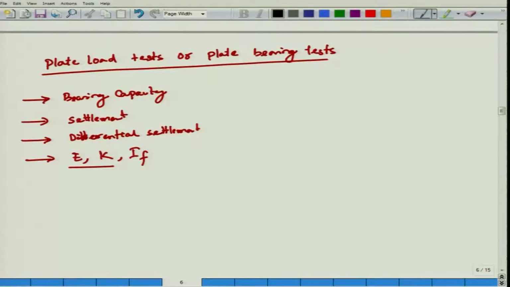So, last class I started with the plate load test or plate bearing test. In this test, what are you supposed to get? The bearing capacity of your foundations or bearing capacity of soil, settlement, differential settlement, E modulus of elasticity, subgrade modulus as well as influence factors.